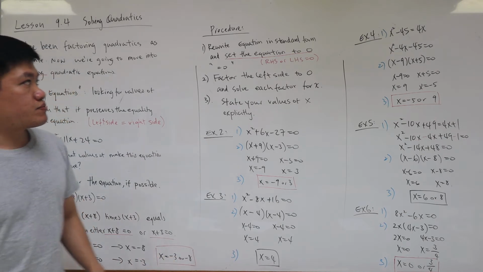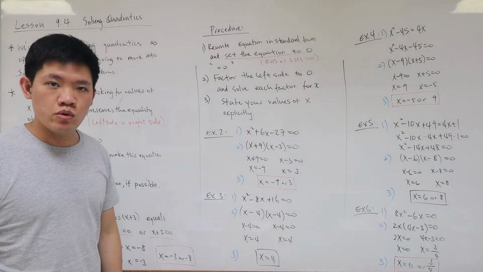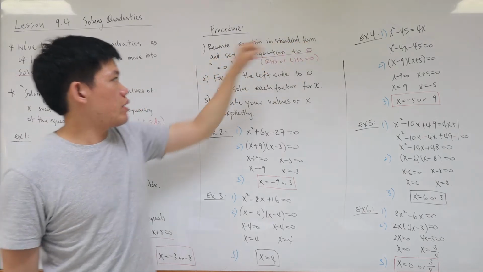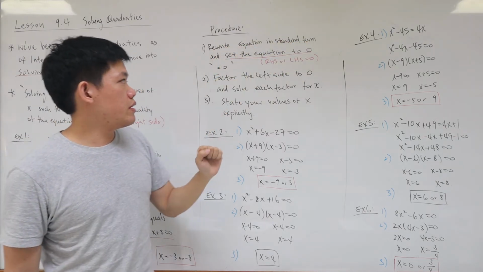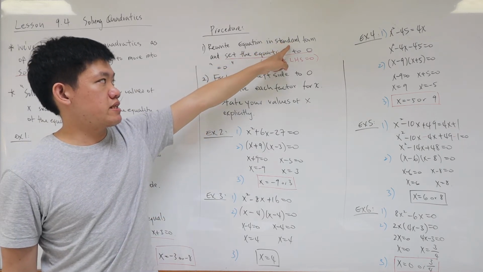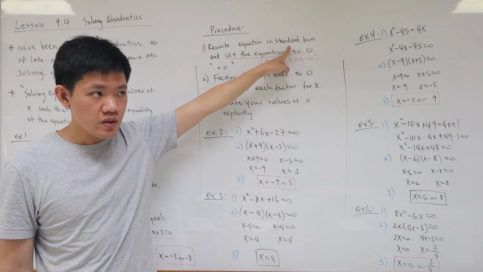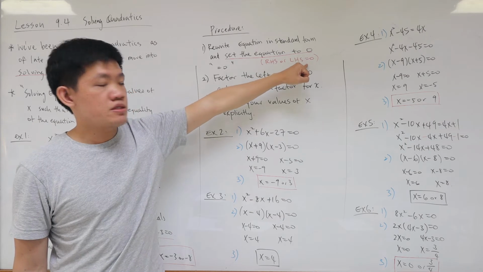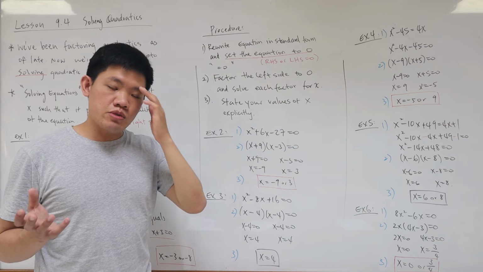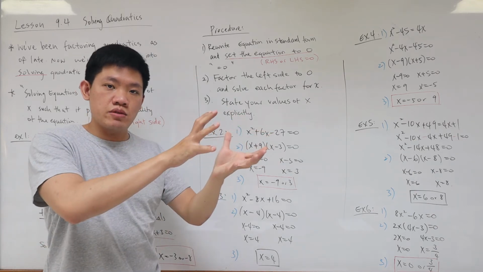The general procedure for solving quadratics is, first, rewrite the equation in standard form and set the equation to 0. The reason I have you reorganize things into standard form is that it's easier to factor if everything is in standard form and equal to 0. Sometimes you have equations where you have terms on both sides, so you want to move all the terms that are not equal to 0 to the other side, so you preserve one side equal to 0.